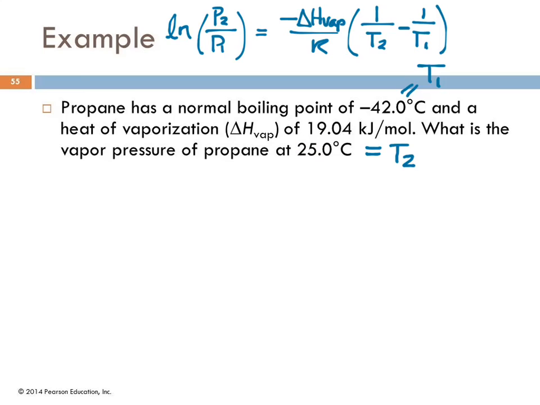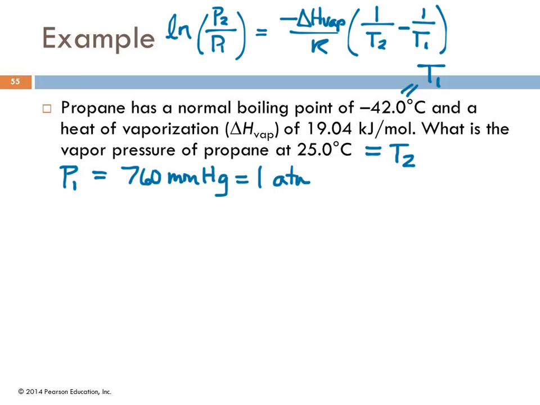We need pressure 1. The pressure at the normal boiling point. What is the pressure at a normal boiling point? 760 millimeters of mercury, or 1 atmosphere. Okay.